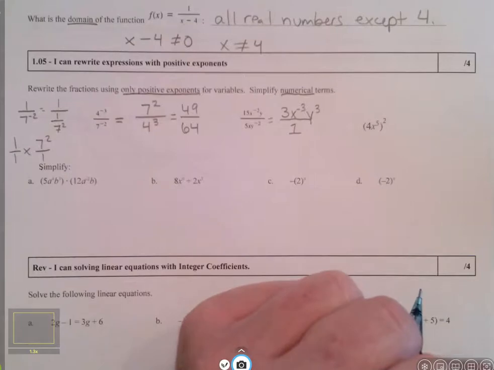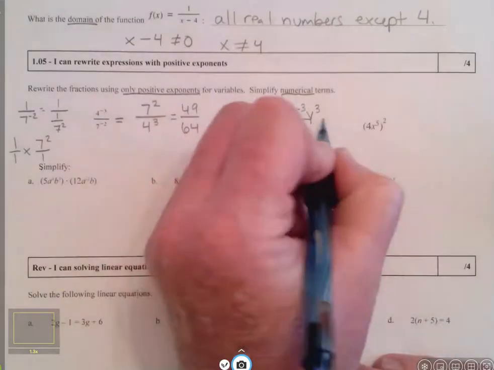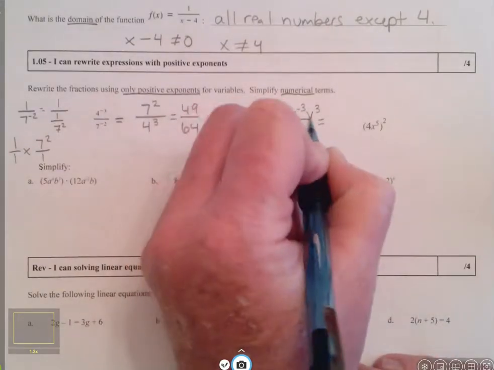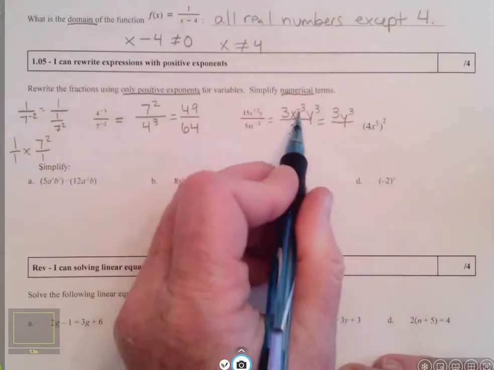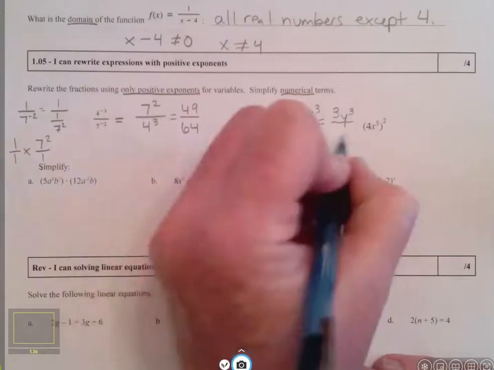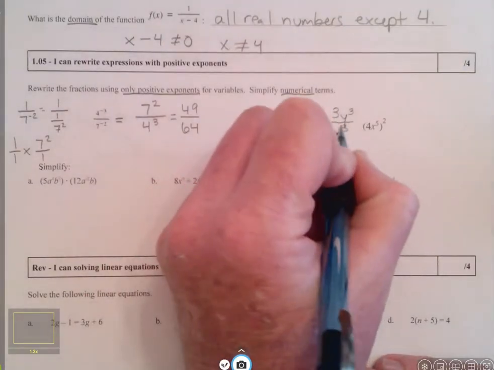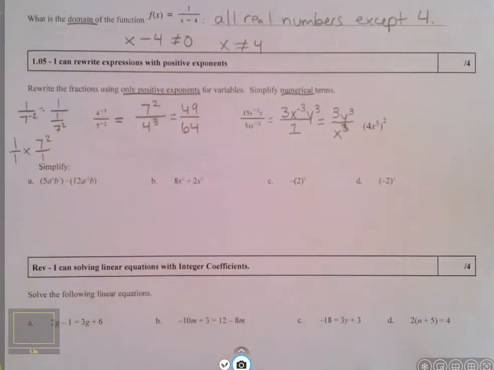So now I'm pretty close, but I still have a negative exponent. So the 3 is fine, the y to the third is fine. But this x to the negative 3 needs to become x to the positive 3 down on the bottom of the fraction. And that's simplified.